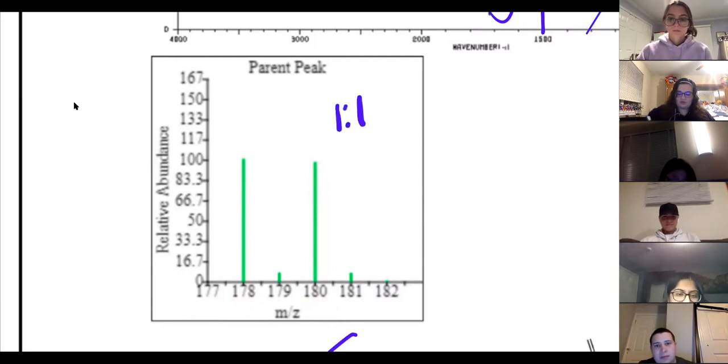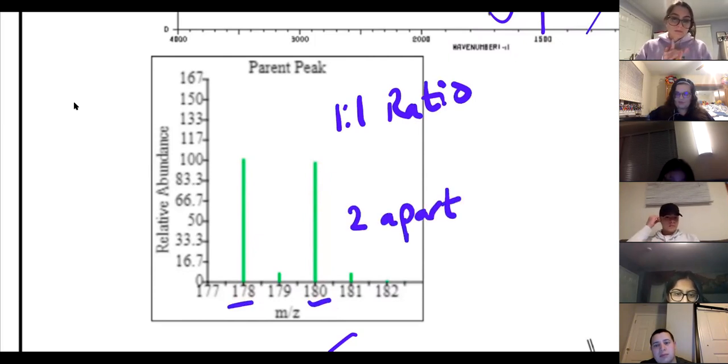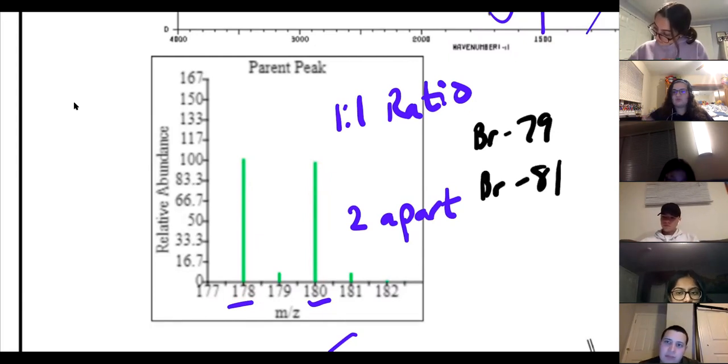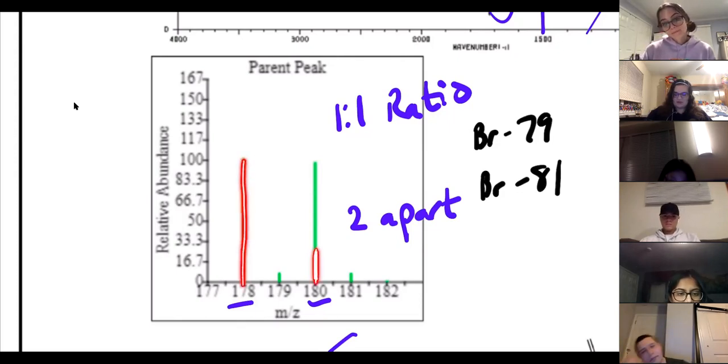So 1-to-1 ratio, and the fact that the numbers are 2 apart. Because remember, the isotopes for bromine and chlorine. Bromine is 79 and 81, so those are 2 apart. Same thing with chlorine, 35, 37. If this was chlorine, I could see this one only going up to maybe there. If you ignore that green part and just pay attention to the red part, that would probably be something like a chlorine peak, like a 3-to-1 ratio. But because they're about the same height, that's that 1-to-1 ratio that we're looking at here.